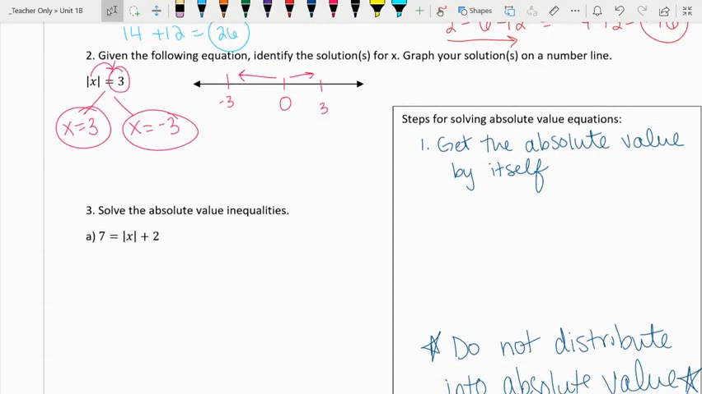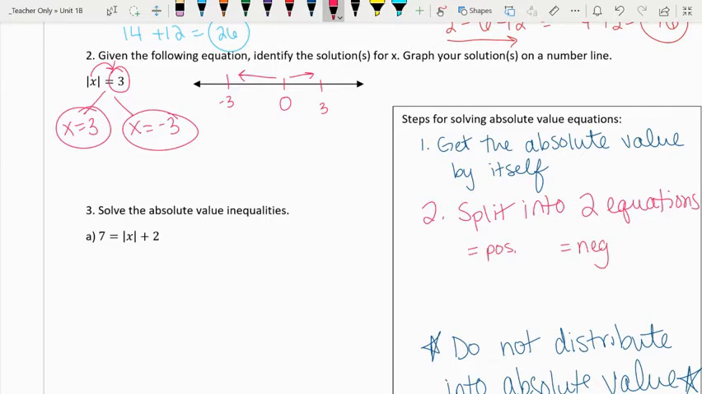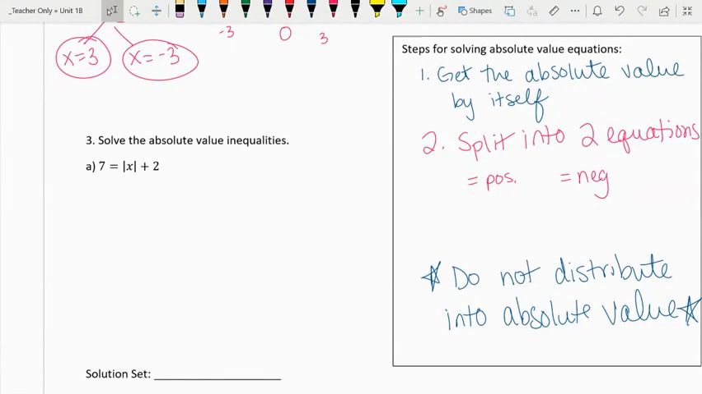So after you get the absolute value by itself, your next step is to split into 2 equations. It would equal the positive, and then it would equal the negative. And that is assuming that it originally starts with a positive. It has to equal a positive before you split it.